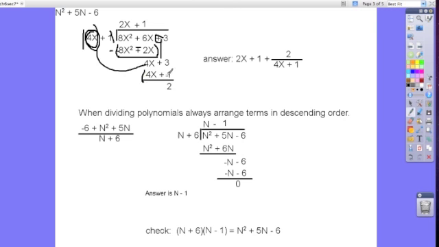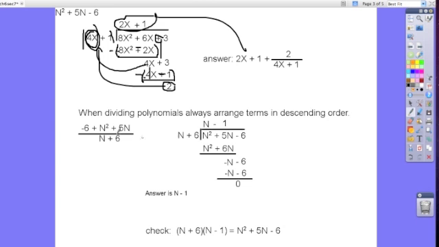Then you have to subtract. Remember, you're subtracting that whole quantity. But to do that, you have to change this positive sign to a negative and this positive sign to a negative. So these cancel because they're opposites. And 3 minus 1 is 2. So to find your final answer, you have to put the 2 over the divisor, just like you do in regular division. So your final answer is 2x plus 1 plus 2 over 4x plus 1.